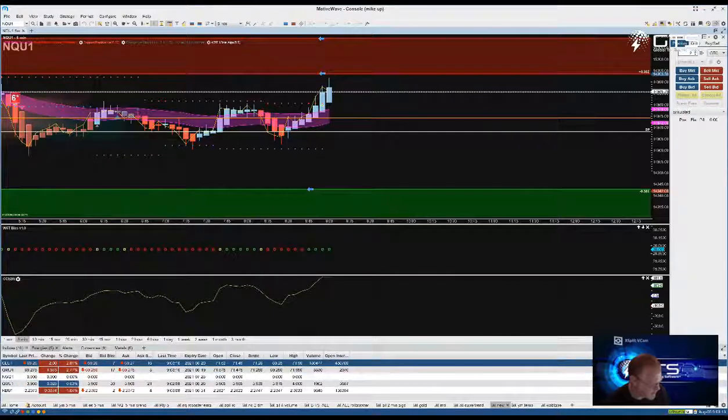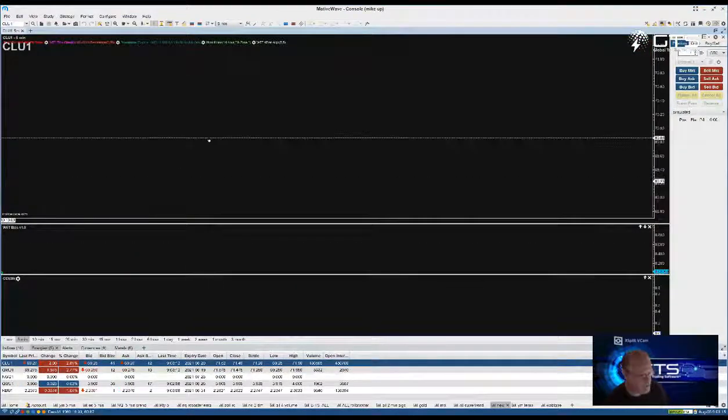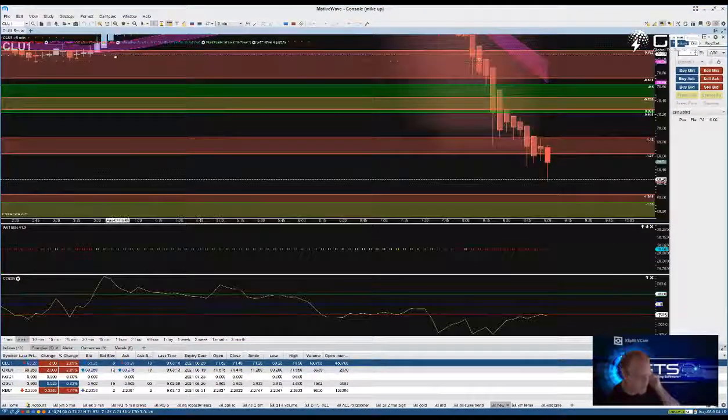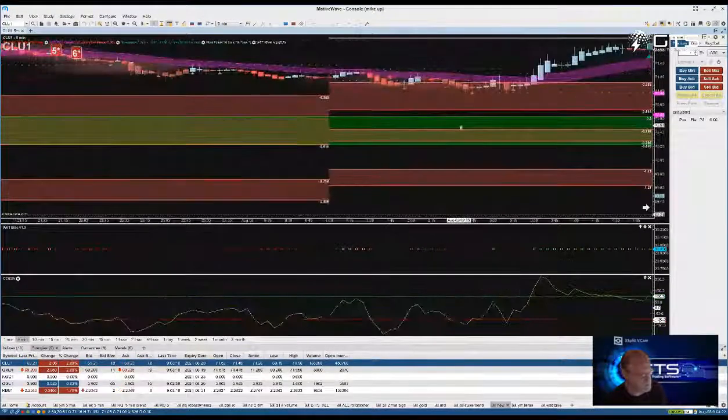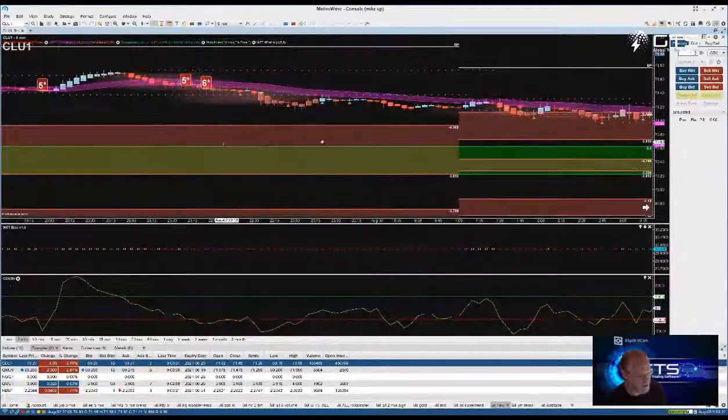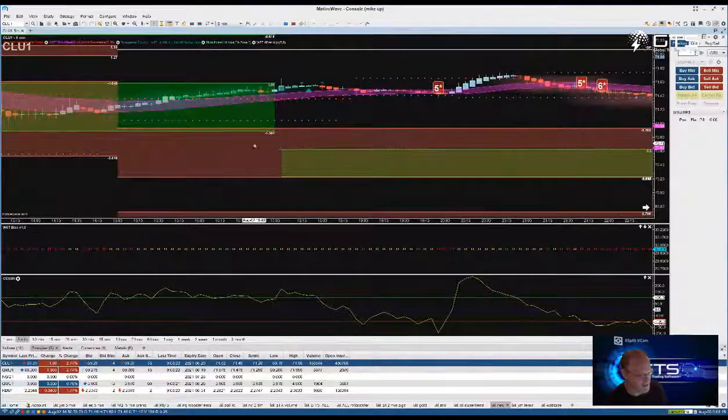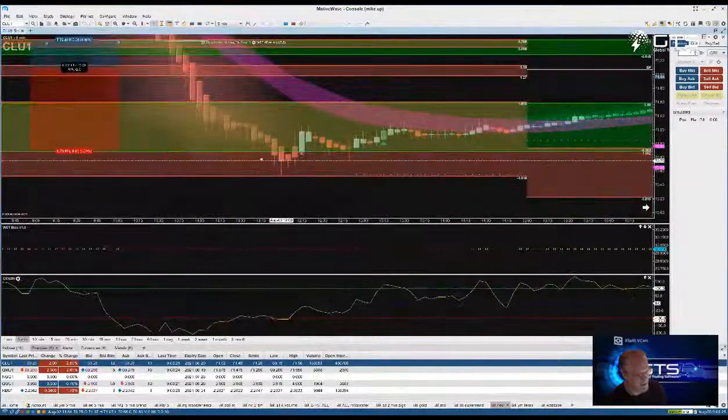We go back to the energy sector and pick up the oil chart, oil CL U1, then you can see right on the chart. But oil has just been doing its own thing. It really has. Look at this right here.